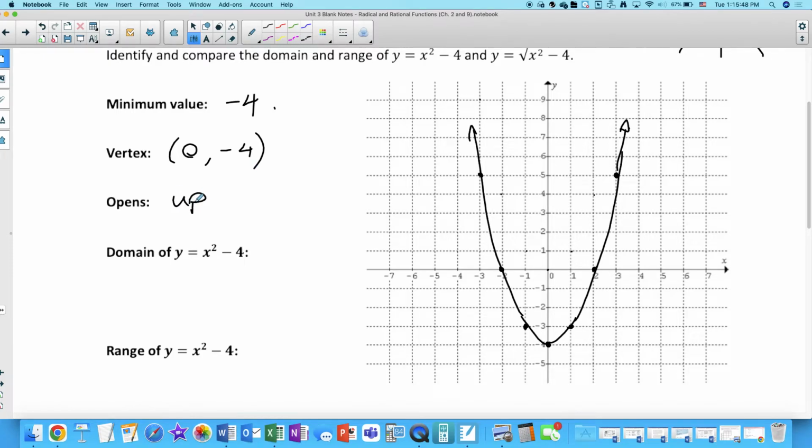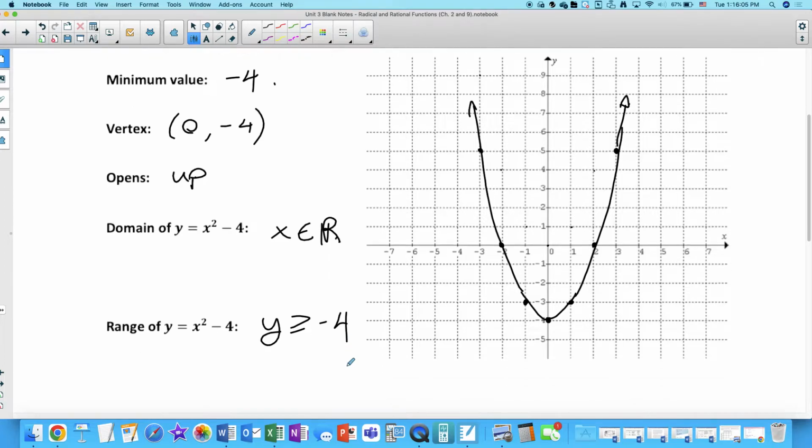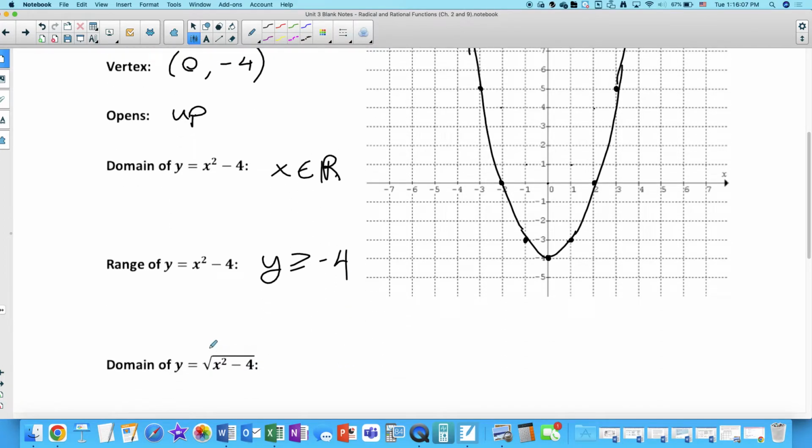The domain? Yeah. The range. Yes. Okay, or just to throw in some interval notation, you could also do that. -4 to infinity. Okay, so let's look at the radical function now.